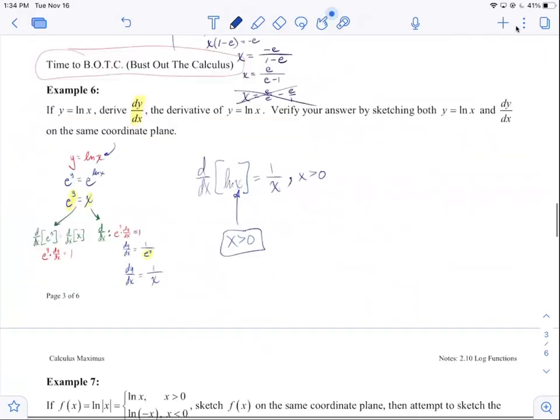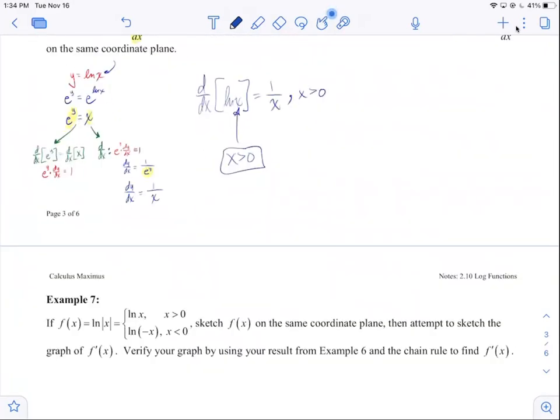Memorize this. Example 7 will start tomorrow. Okay. And thanks, Mr. Thomas, for sitting in with us today.